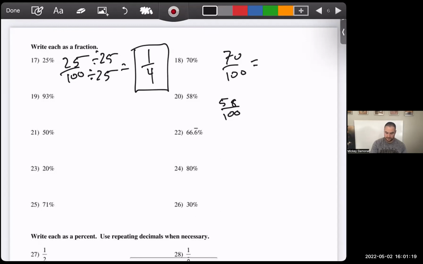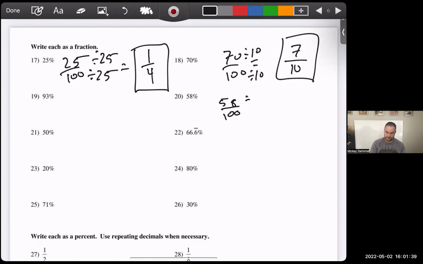Same thing with 70 out of 100. The greatest common factor here is going to be 10. A number that fits into any number that ends in a 0 is going to be 10. And so 10 goes into 70 7 times, 10 goes into 100 10 times, and we get 7/10. That's what 70% is.